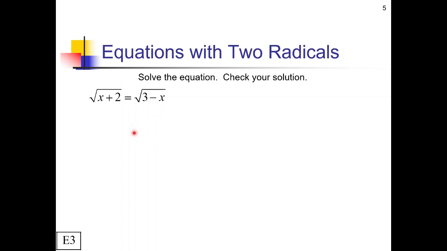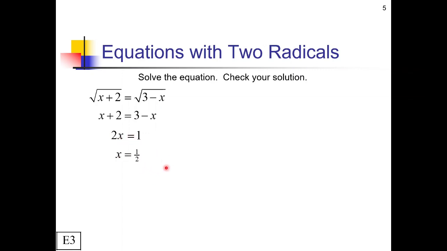All right, so for this, I've got a square root on both sides. I'm just going to square both sides. So that's going to give me x plus 2 and 3 minus x. And then just solve for x here. So adding x over to the left, we have 2x. Subtracting 2 from the right side, we have 1. And then dividing by 2, we have x equals 1/2.